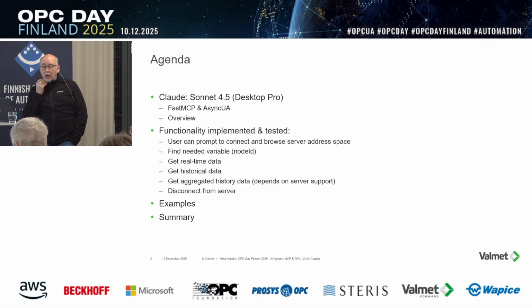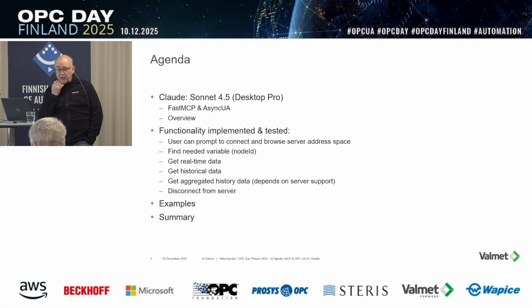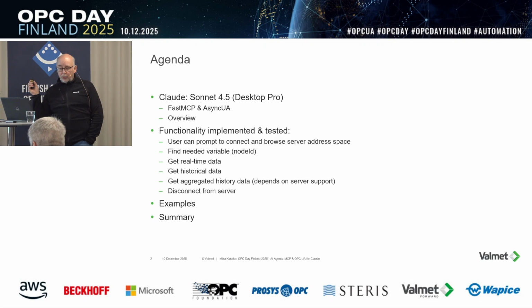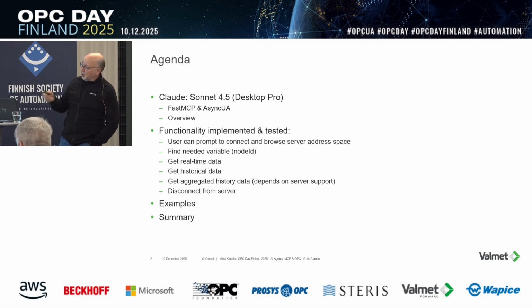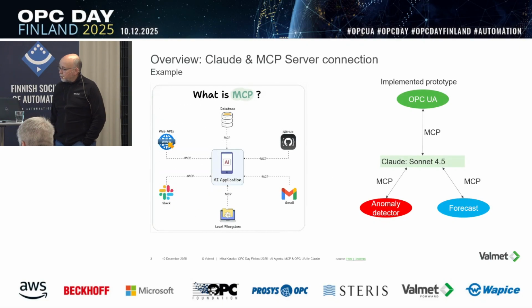So I'm using the Claude Desktop Pro, and it's using the Sonnet 4.5. I implemented FastMCP with the Async UA, so it's good performance. I have here an overview, and then I actually implemented perhaps a little bit more than those tools that are listed here. I have some examples and a summary at the end. But how does it actually work?